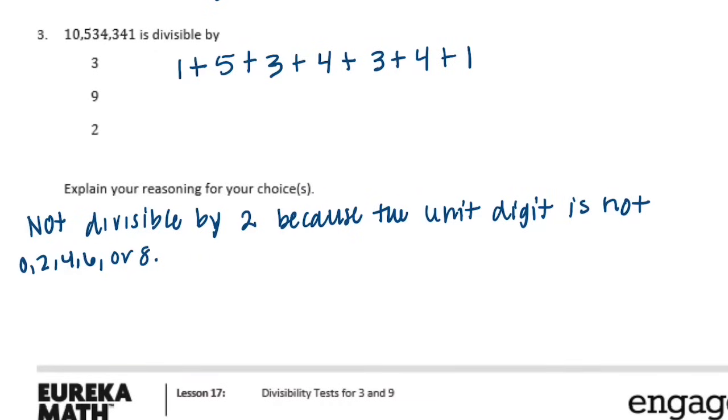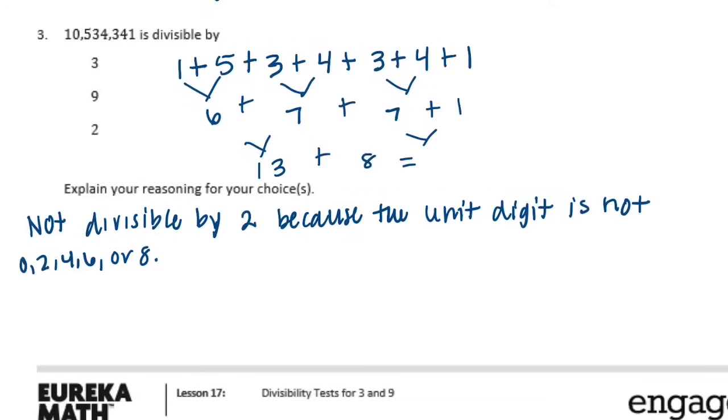So let's do it a little bit at a time. So we have 6 plus 7 plus 7 plus 1. And then we'll have 13 plus 8. And 13 plus 8 will be equal to 21. So the sum of the digits is 21, meaning that we can do 21 divided by 3 and we get 7, but 21 divided by 9 we can't do. So it's divisible by 3 but not 9.